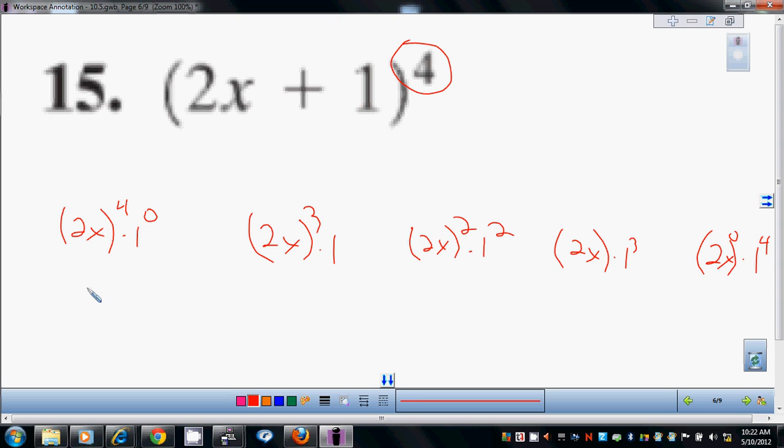Now, an easier way than doing that binomial coefficient formula in the book is to use Pascal's triangle, which I know you've seen before. It's in your book.